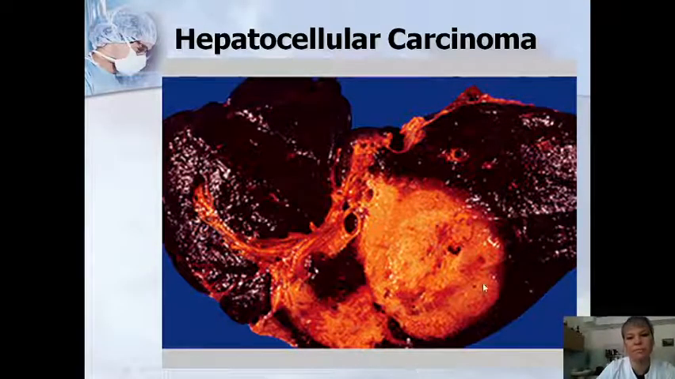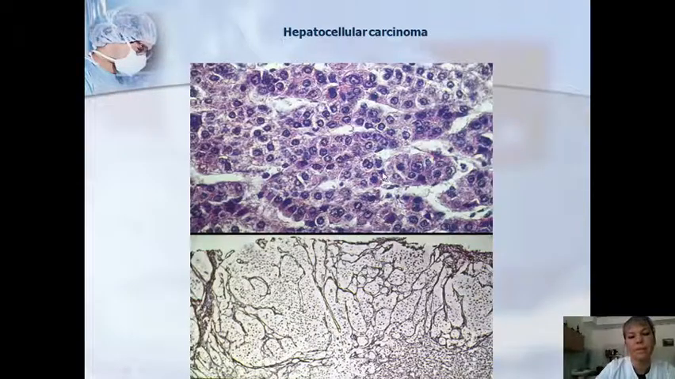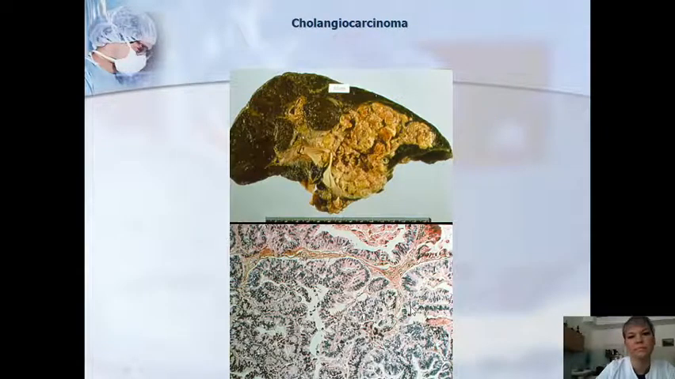Anatomical picture of hepatocellular carcinoma. In this photo, you can see hepatocellular carcinoma with invasion of the portal vein. In this photo, you can see hepatocellular carcinoma. Cholangiocellular carcinoma, anatomical picture, and histologically as gland formation.